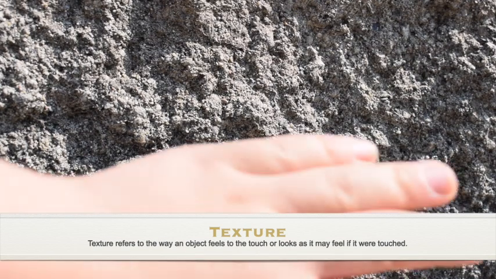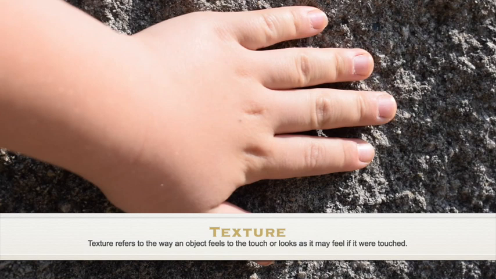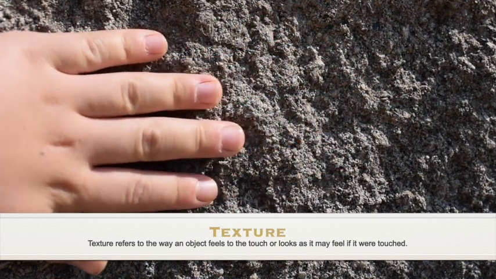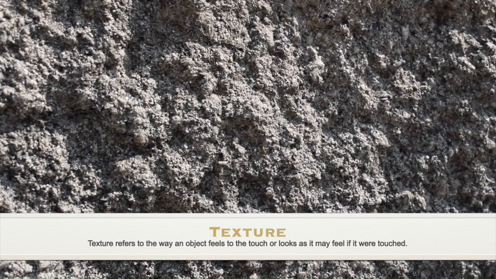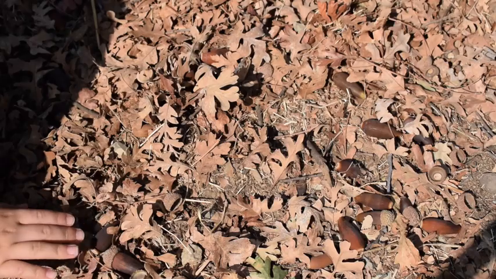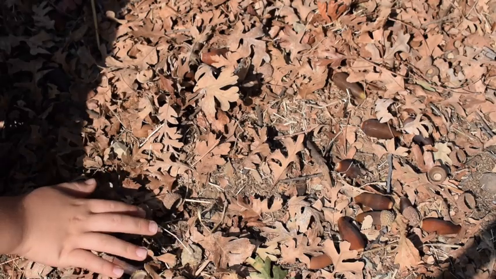When we're talking about texture in art, it's about how something feels or looks like it may feel. Because we're working on a flat surface, we're creating the illusion of a specific surface. We're going on a texture tour.